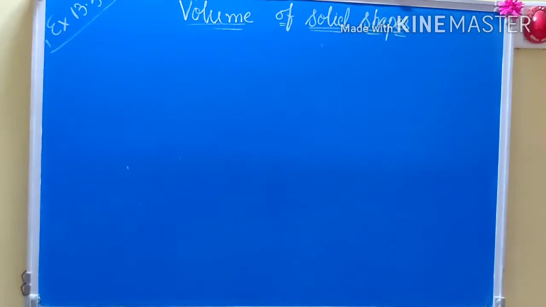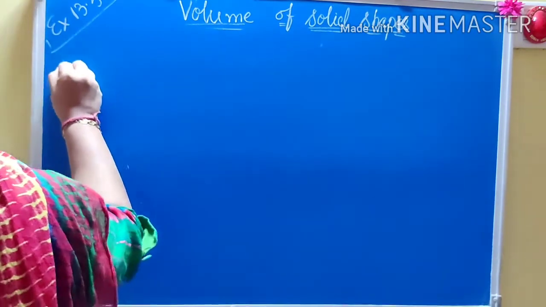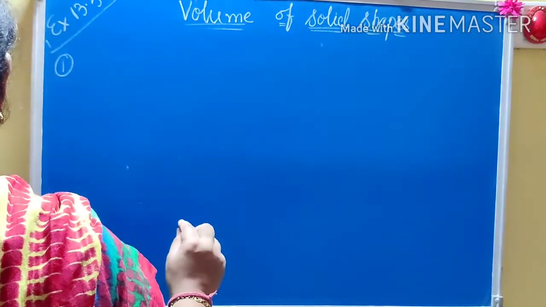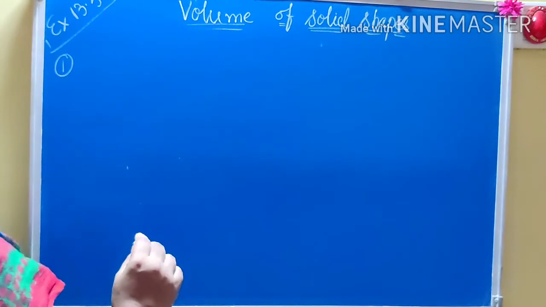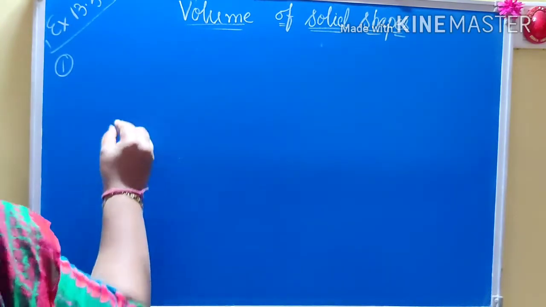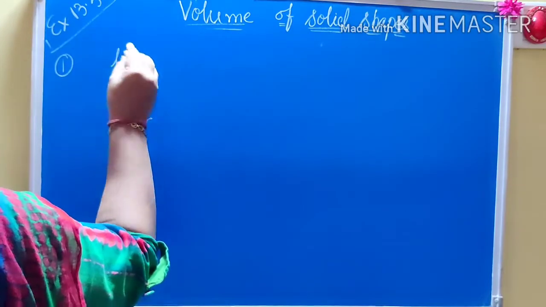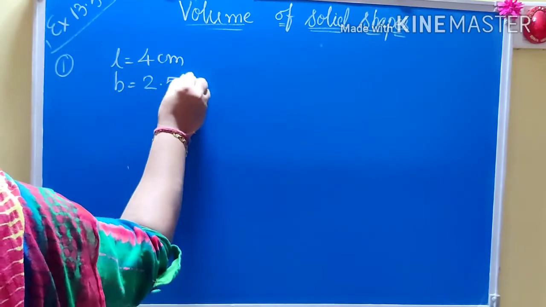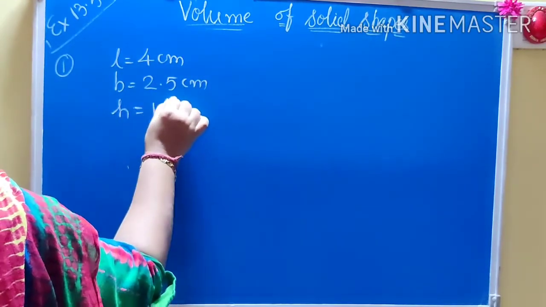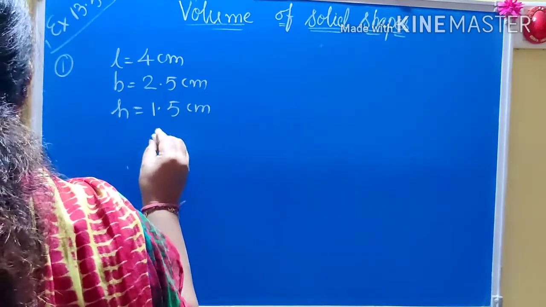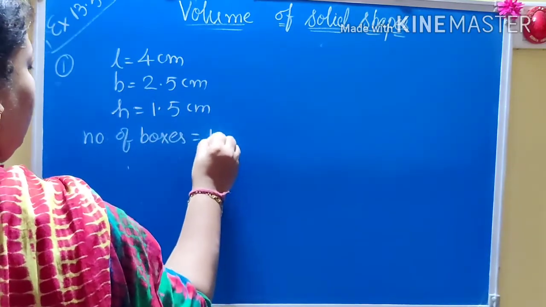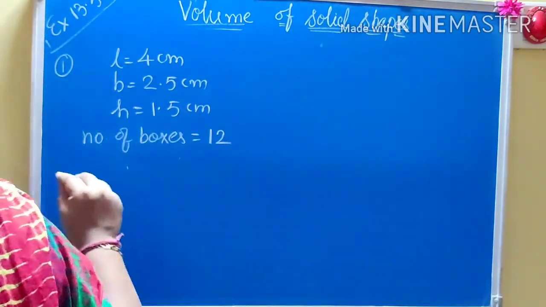Now let us start with exercise 13.5. The first question: a matchbox measures 4 centimeter into 2.5 centimeter into 1.5 centimeter. What will be the volume of a packet containing 12 such boxes? Here the dimensions of one matchbox are given: length 4 centimeter, breadth 2.5 centimeter and height 1.5 centimeter, and the number of boxes in that packet is 12. You have to find the volume of the packet.